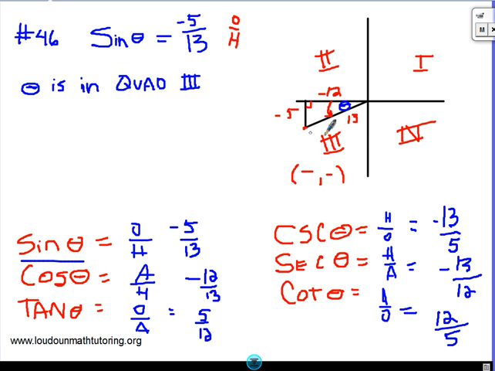Okay, so these 6 trig functions are not hard to put together. The key is making sure you built your triangle correctly, taking special note of what quadrant your triangle is in so that you've got your signs correct. We know the third quadrant is negative, negative. And we knew this was a right triangle, so we used our Pythagorean theorem to find that third side.